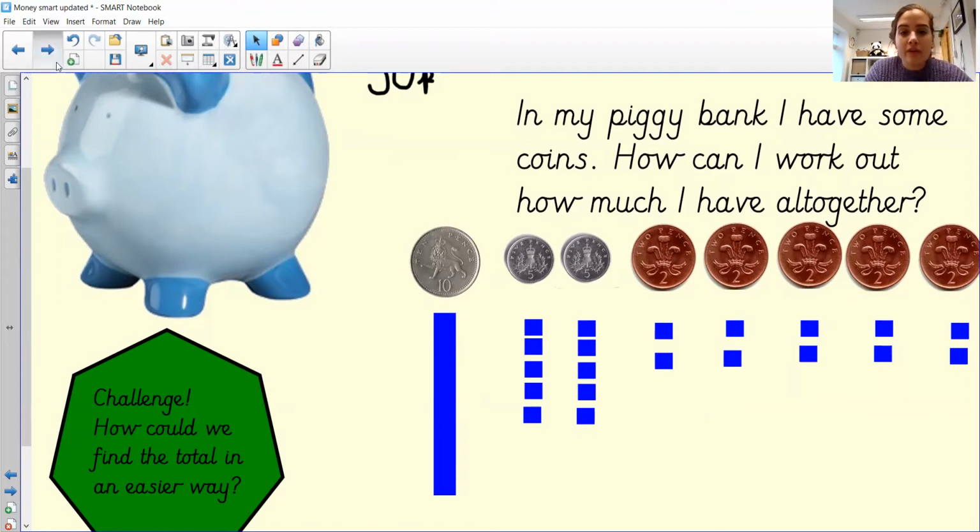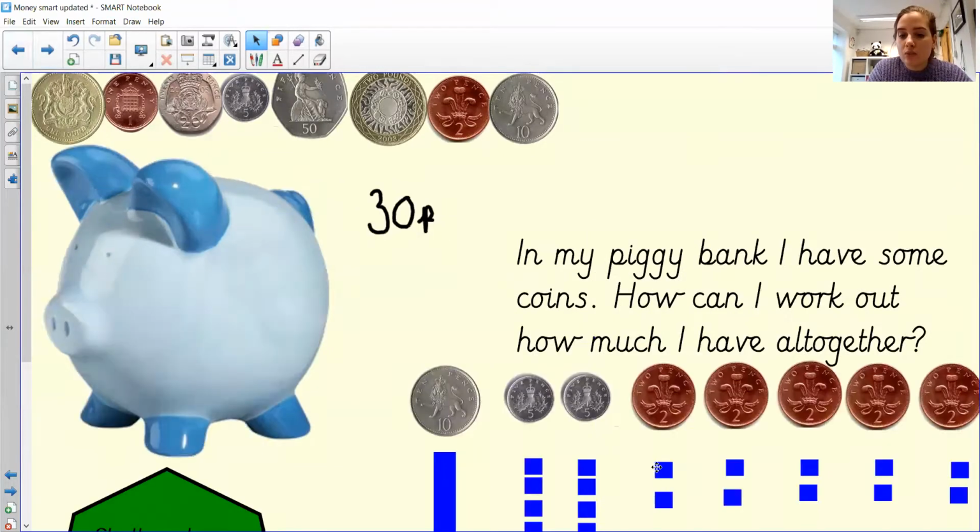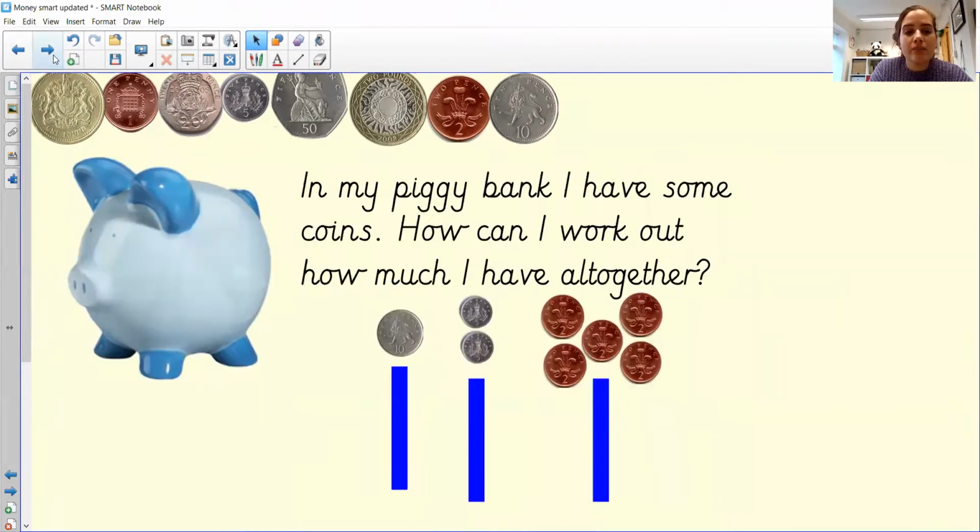So if we make this easy for ourselves, rather than having these all in ones and our 25p coins in ones, we've actually grouped them, and I can see clearly here that I've got 10, 20, 30p. So sometimes we can make this a little easier for ourselves.